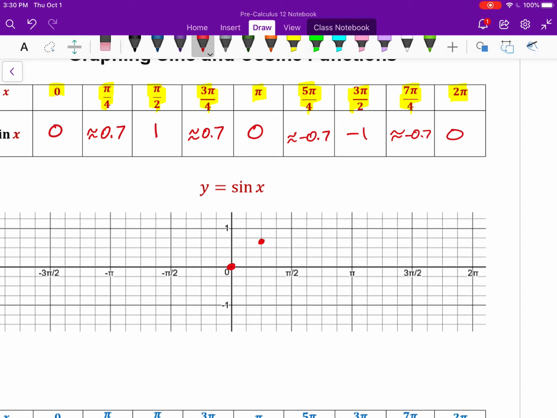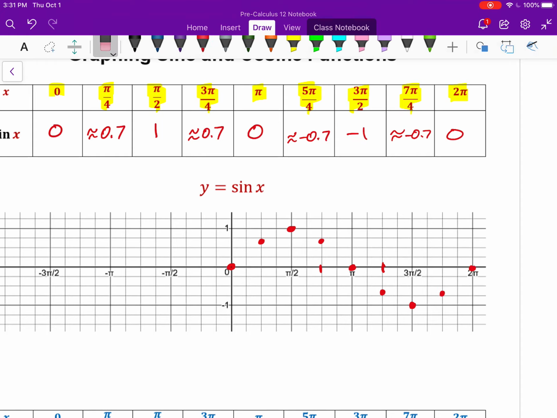Pi over 2 is 1. That's a nice clean number to look at. 3 pi over 4 is halfway between pi over 2 and pi, and that's again about 0.7. And at pi, sine is 0. So already we can see a nice curve forming. Once I get past pi, I'm in the third quadrant, so sine is negative, but it does the same thing. Right here is 5 pi over 4, and that's about negative 0.7. At 3 pi over 2, sine is exactly negative 1. And then it starts to go back up, and we make our way back to 2 pi.